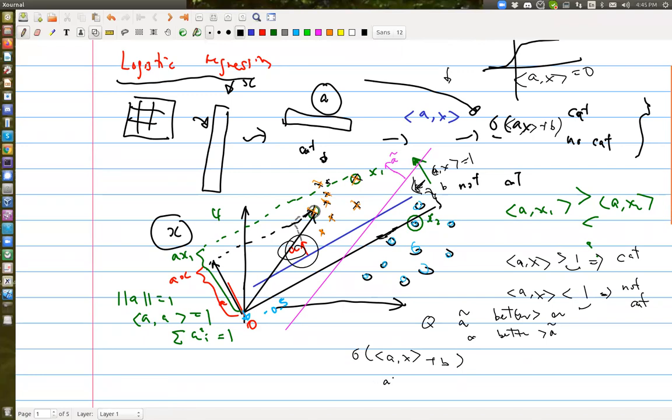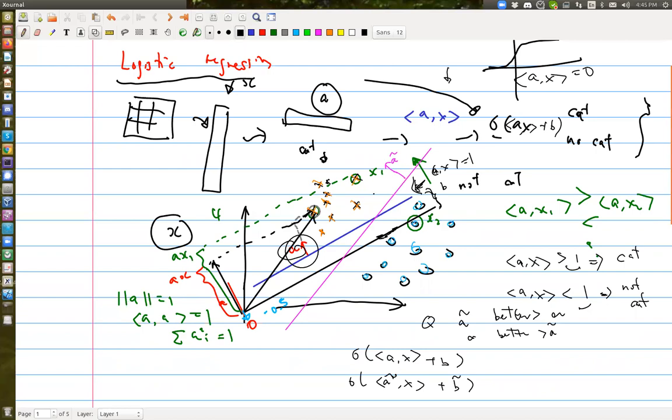Or I can have A tutor X plus, I probably have a different bias, B tutor here. So which one is better? Yes, A tutor will be better, right? Better in the sense if you think of that.